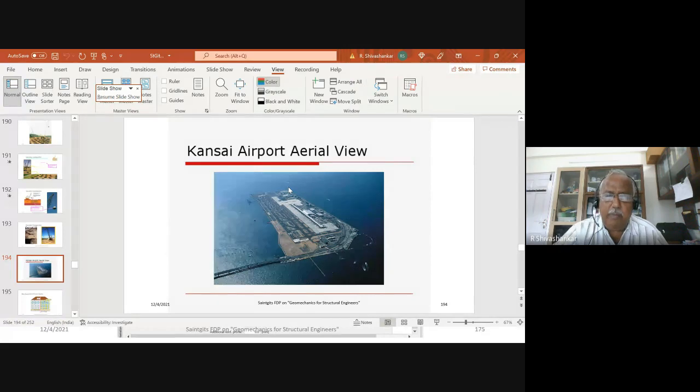So they have built intelligent structures. That means whenever the settlements exceed a certain limit, they get the message, and then they adjust the columns. There is some sort of adjustment at the base of the column. You can increase the height of the column. So this also is a sort of continuing soil structure interaction thing.